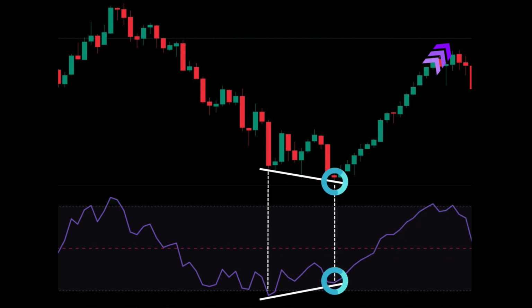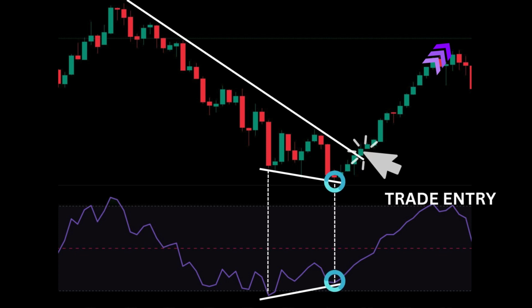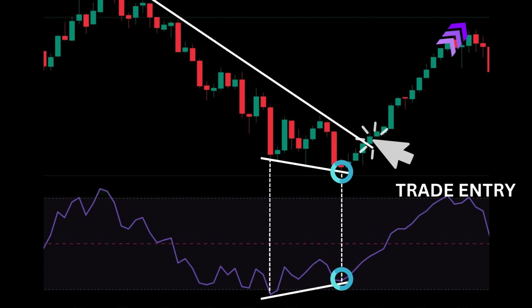But instead of entering on the RSI signal, we're gonna be using a confluence, that is to draw a trend line. And this will be the entry point. The trend line is another confluence of reversal. Not only that, the candle which broke through the trend line closed with a body, signaling a positive entry.